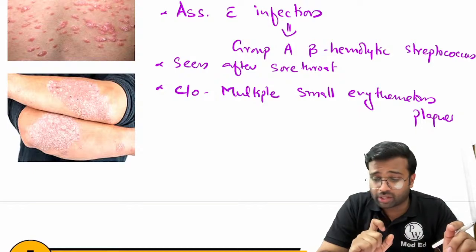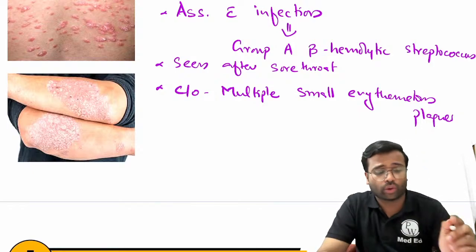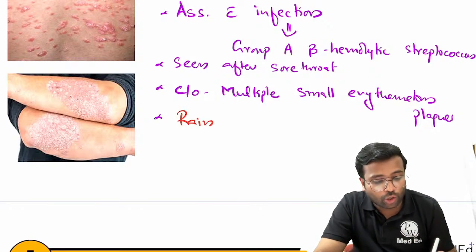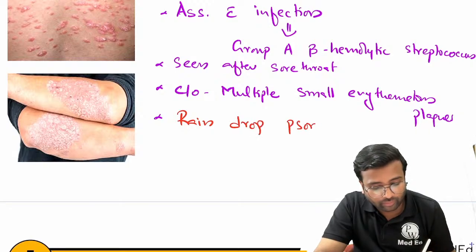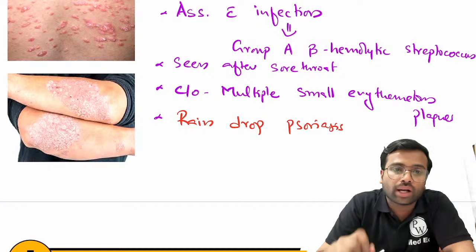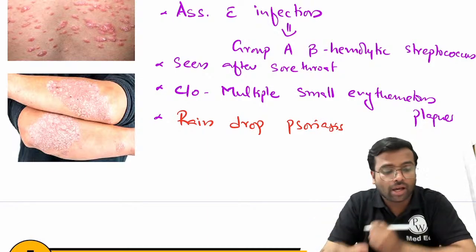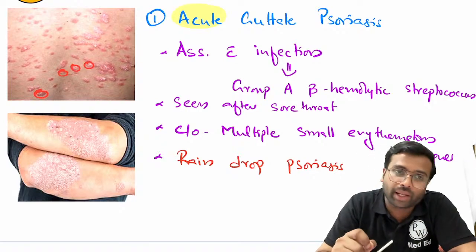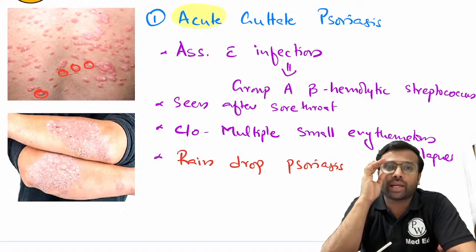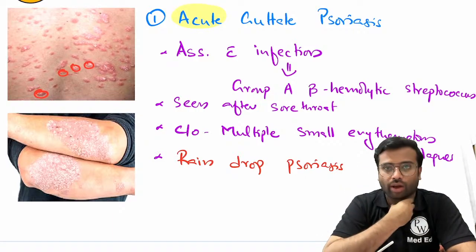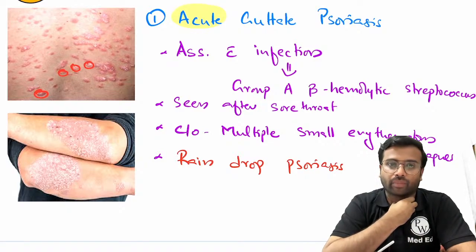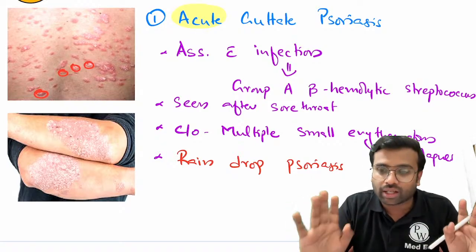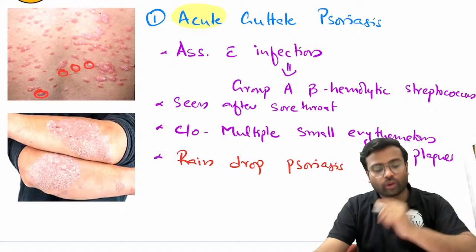That is how a patient can present to you with acute guttate psoriasis, and this one is also compared to a raindrop psoriasis. Why raindrop psoriasis? Because you can see in this image there are multiple small erythematous plaques. When did the patient develop these plaques? Within 1 week of having a sore throat that acted as a trigger. After that, the patient gets multiple lesions like this. Your answer is acute guttate psoriasis. Clear? So now let's move to the second one.